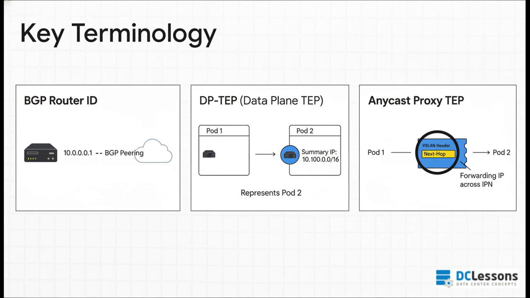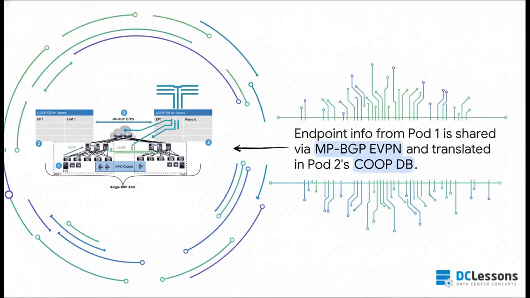We use MP-BGP EVPN, but to make that work, ACI uses a few special addresses, or TEPs. First, there's the BGP router ID. That's just the spine's name tag for the BGP conversation. Then you have the DP TEP, the data plane TEP. Think of this like a zip code for the entire remote pod. And finally, there's the Anycast proxy TEP. This is like the specific mailing address or PO box you send packets to when they need to cross over to that other pod.